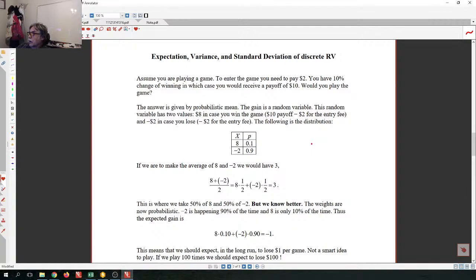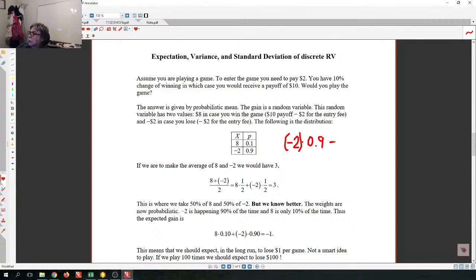So if you're looking for an average, a probabilistic average, that is going to be -2, but you're not going to multiply this with 1/2, you're going to multiply this with, oh, excuse me, 0.9, 9/10, right? Because that's the chance of that happening. 90% of the time you'll be losing. So this number, -2, has to have a weight, not 50%, not a 1/2, but a weight of 90%.